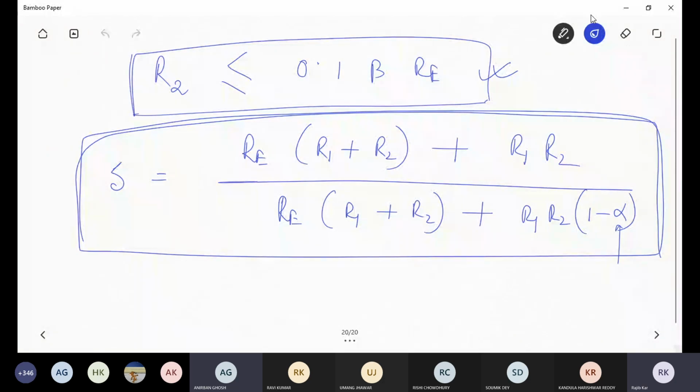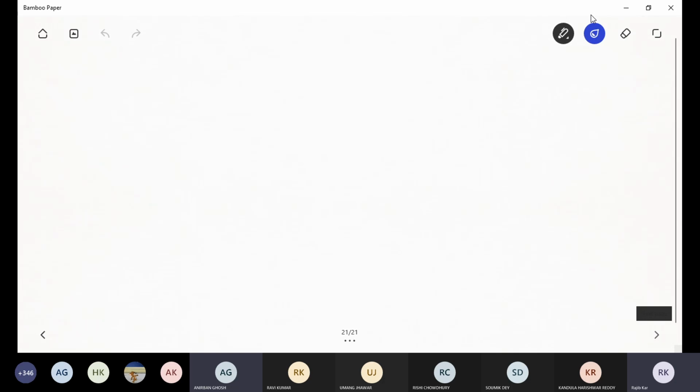Over and above, the value of R2 is chosen in such a way that it is less than or equal to 0.1 beta R. Okay. This is the stability factor, or should I say the change in variation of IC with respect to the leakage current.